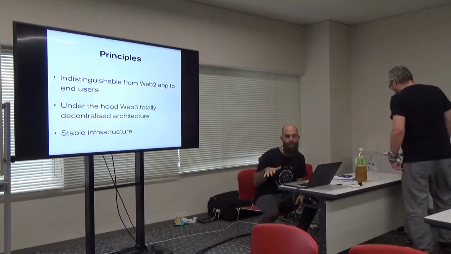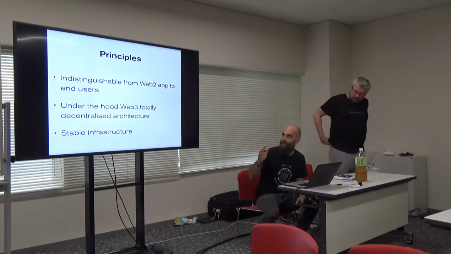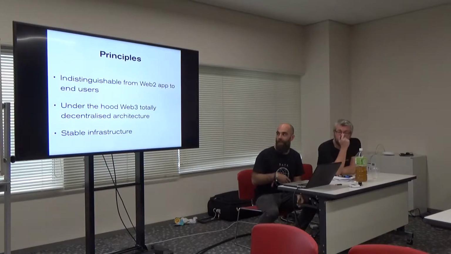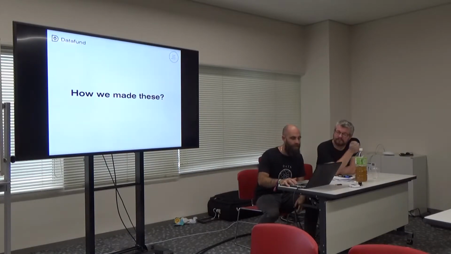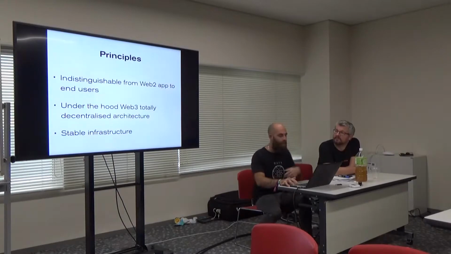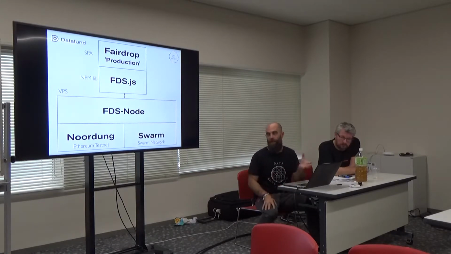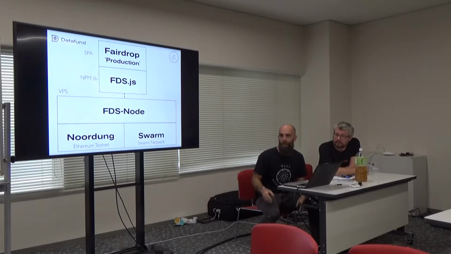Okay, so I want to go right to the top level of the stack now. We set out to build applications that are indistinguishable from Web 2, but are completely Web 3 under the hood, and to have a stable infrastructure. So how did we make these? The distinguishing factor is that we're using both blockchain and the Swarm network. We're using blockchain to polyfill elements that aren't available in Swarm yet, like the multi-sig Swarm aspects.